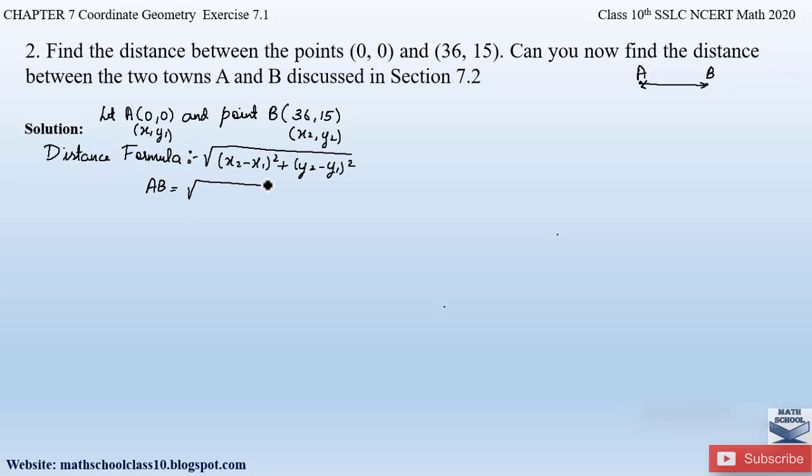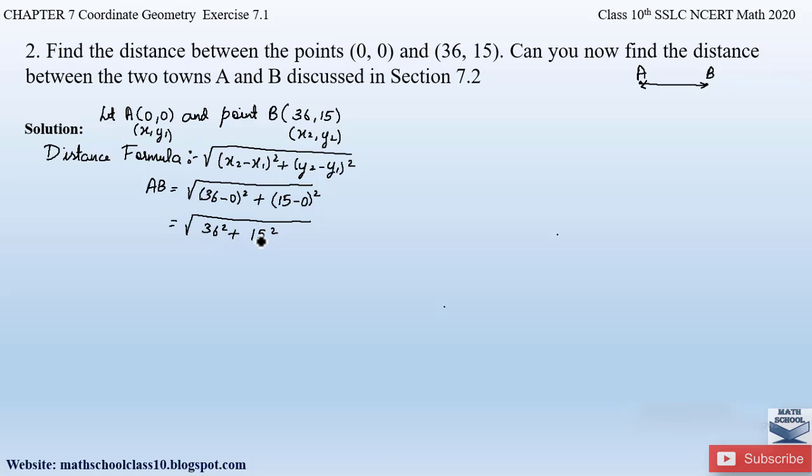to square root of (x2 minus x1) the whole square. Here x2 is 36 and x1 is 0, so we get (36 minus 0) the whole square plus (y2 minus y1) the whole square. Here y2 is 15 and y1 again is 0, so it is (15 minus 0) the whole square. Here 36 minus 0 will be 36 square plus 15 minus 0 will be again 15 square. So let us find out the square of 36 and 15.